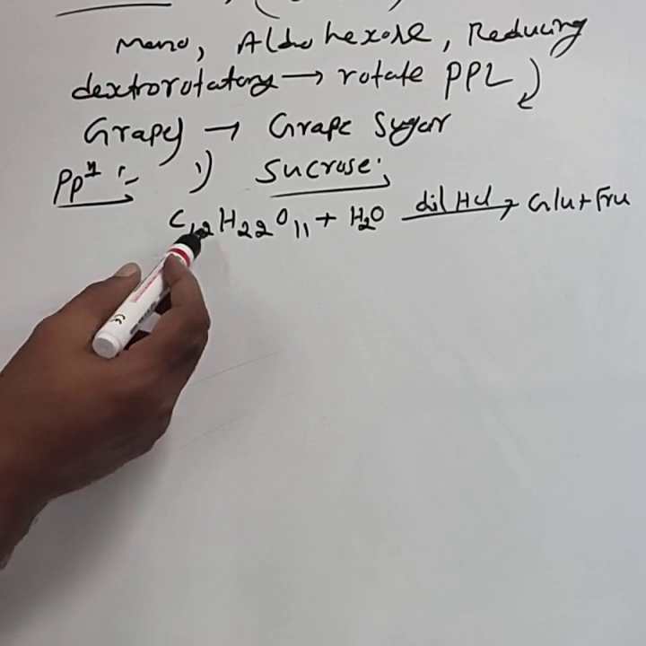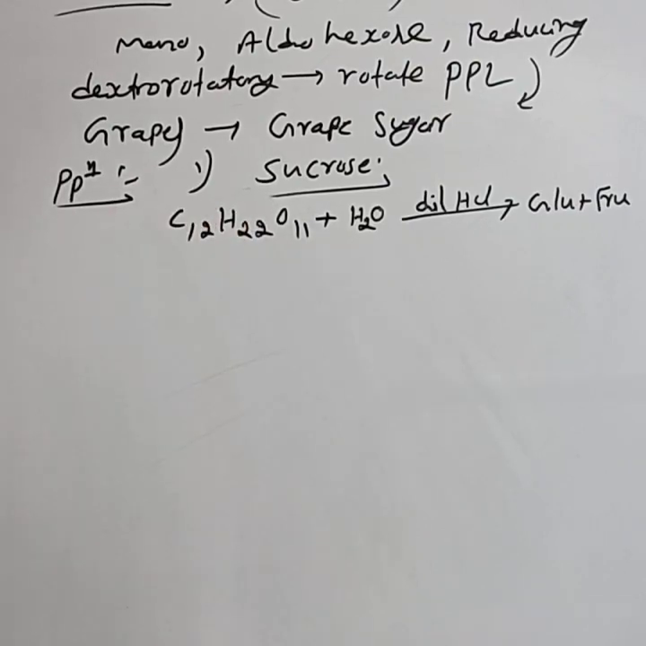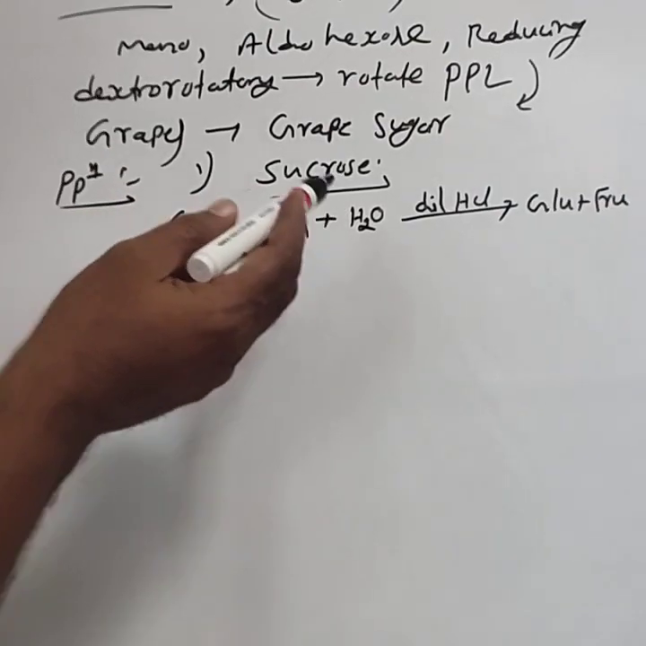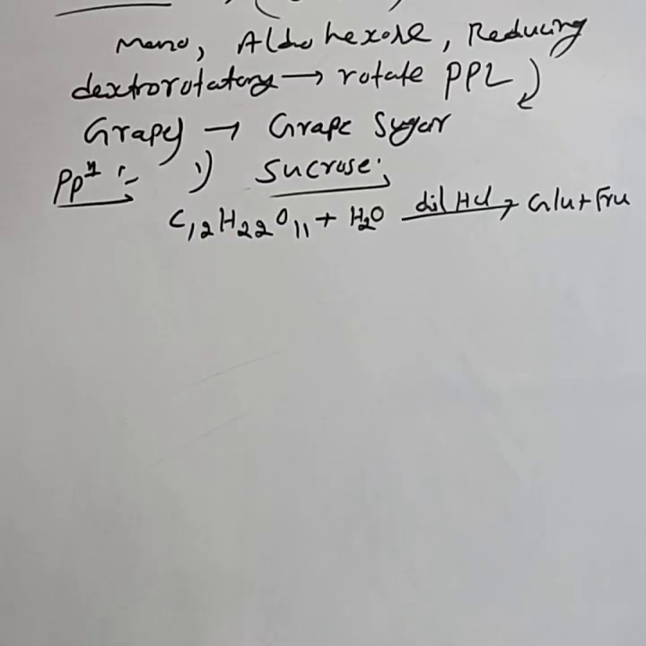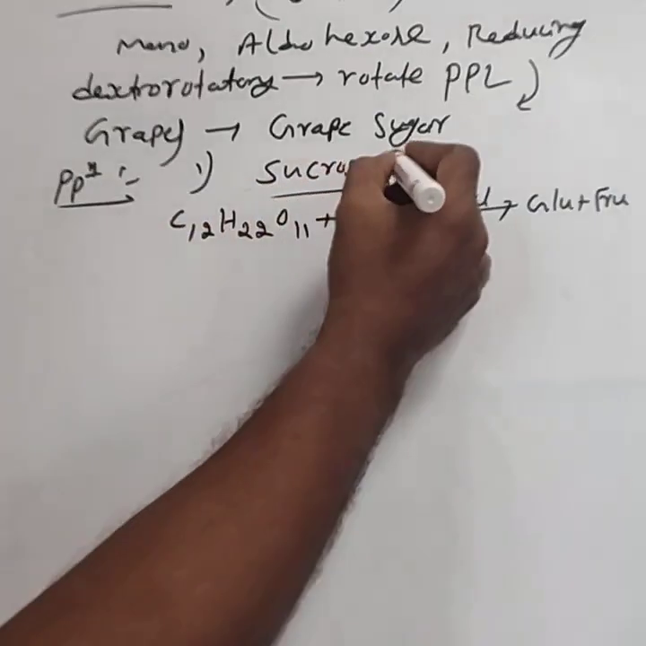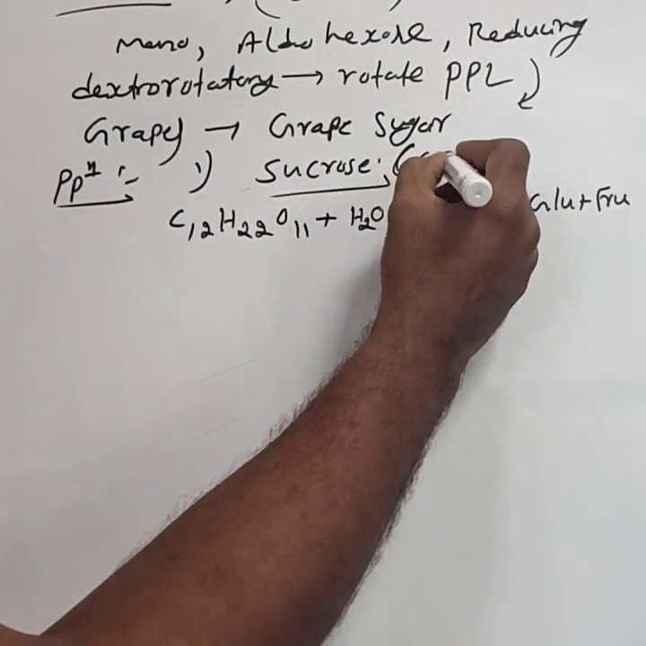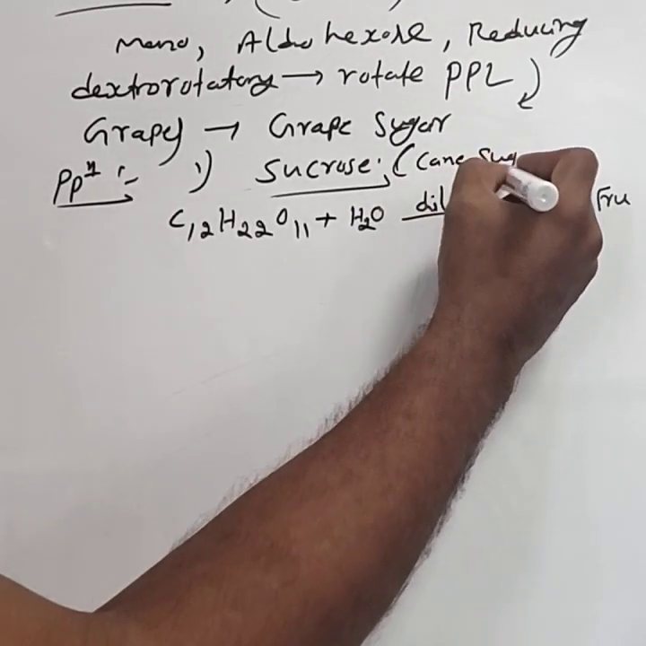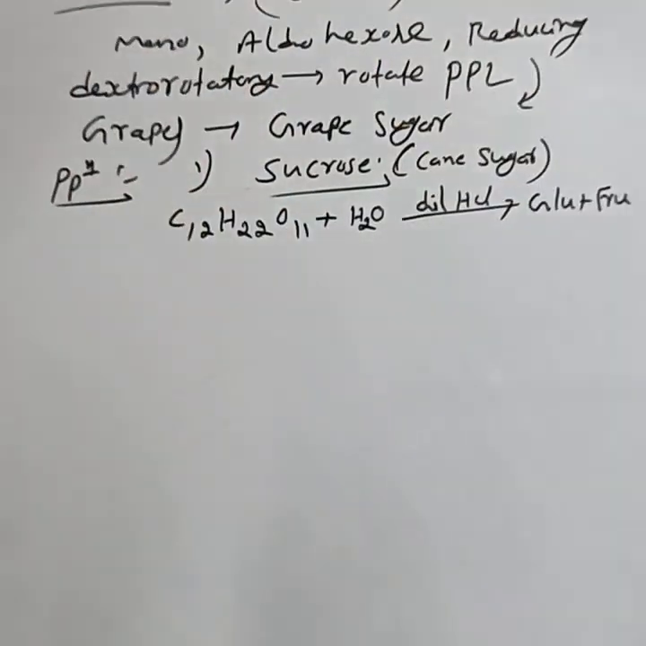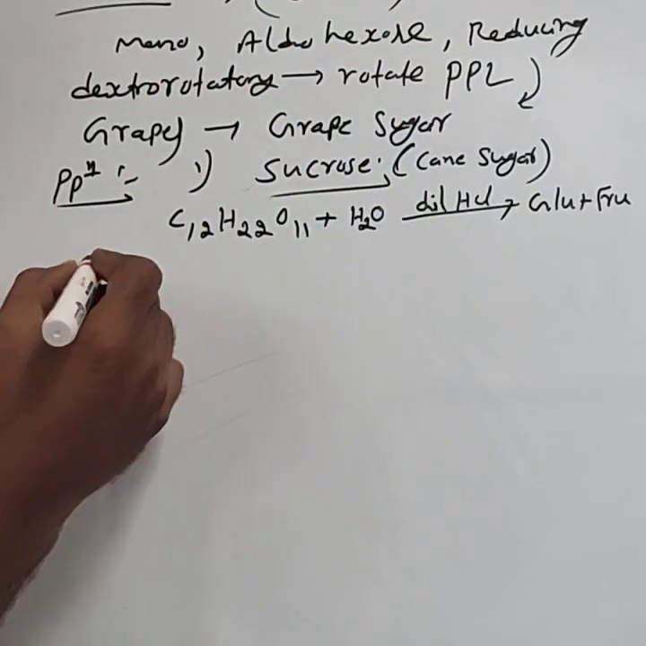Sucrose, C12H22O11, treated with dilute HCl or dilute H2SO4 undergoes hydrolysis and forms glucose and fructose. Sucrose is also called cane sugar. This is the first method.